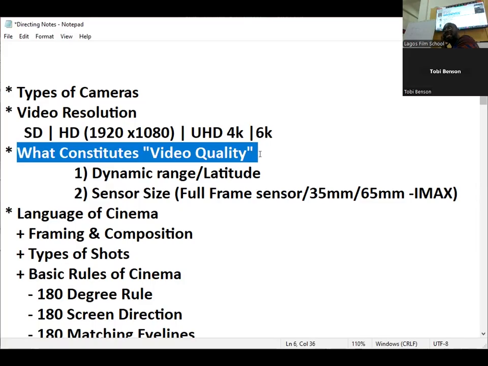Now, one other thing to talk about, what constitutes video quality? Most people think it is the K, 2K, 4K that is high quality of video. The K does not matter. You can have a 4K camera that the quality of the video is nonsense. And you could have a regular HD camera that the quality is great. For example, what's this HD Red camera? The first Red did not shoot 4K, it shot HD.